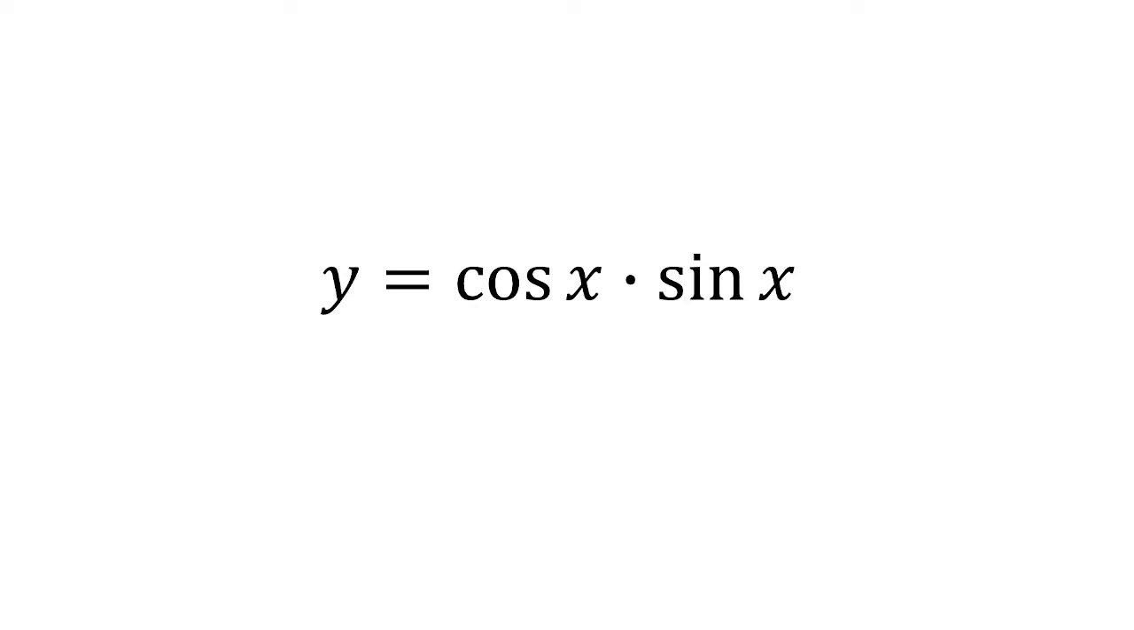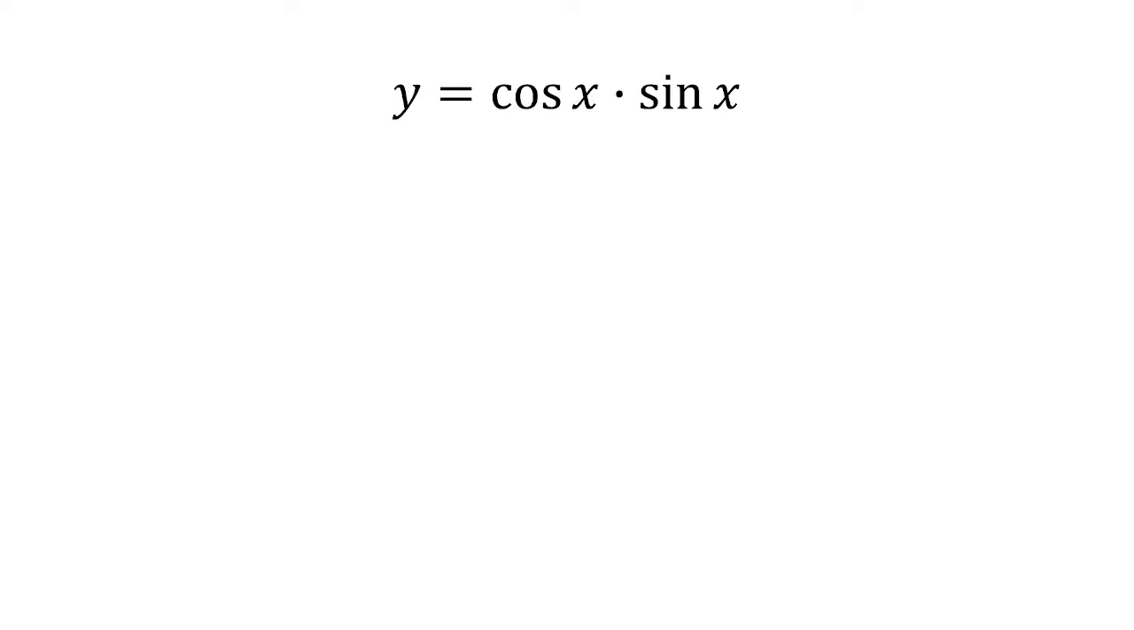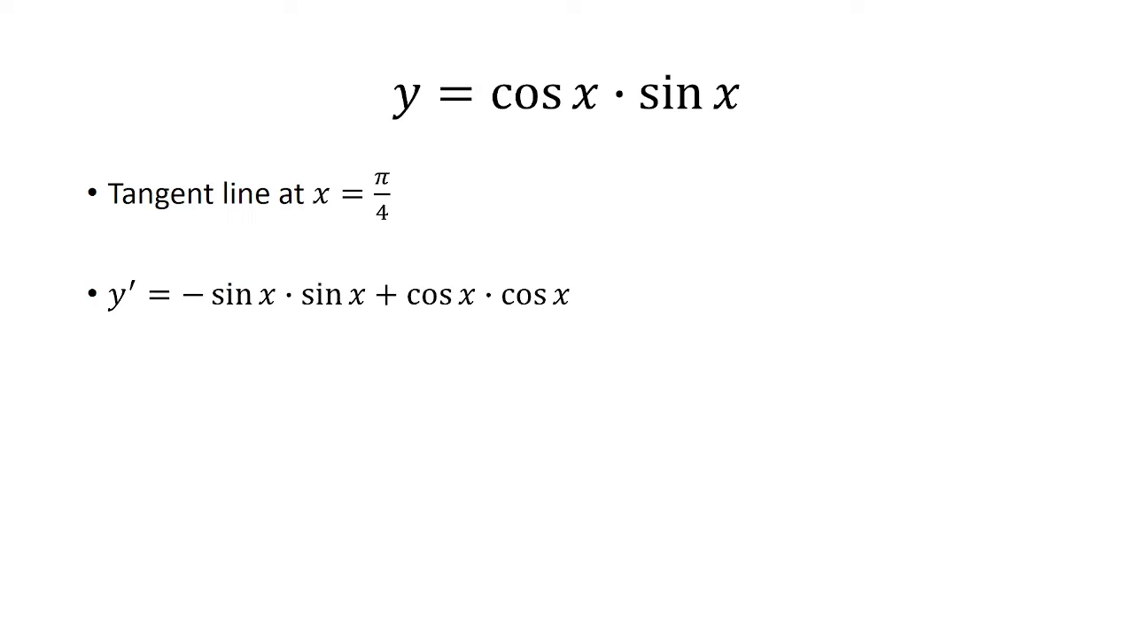In this video, we want to find a tangent line and normal line to the function y equals cosine of x times sine of x at x equals pi over 4. So let's first take the derivative. In order to take the derivative, we have to apply the product rule.